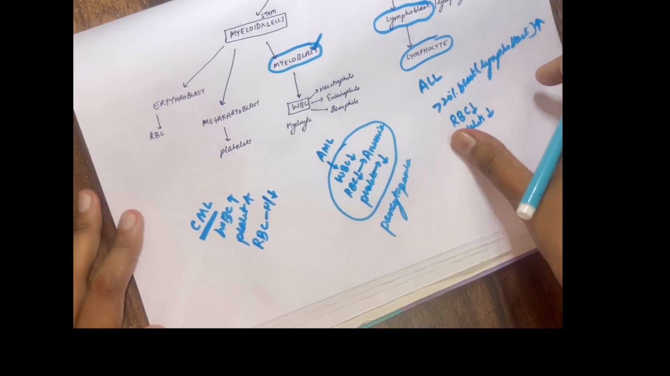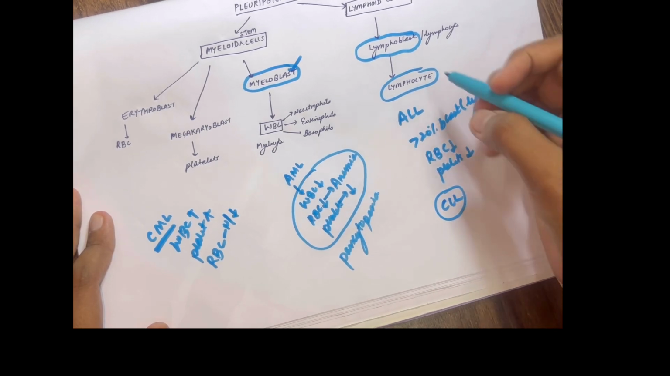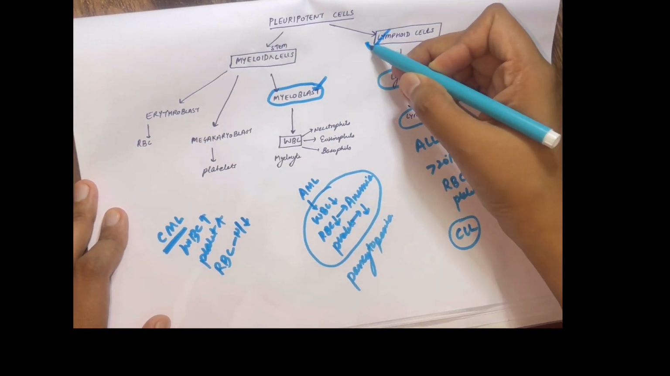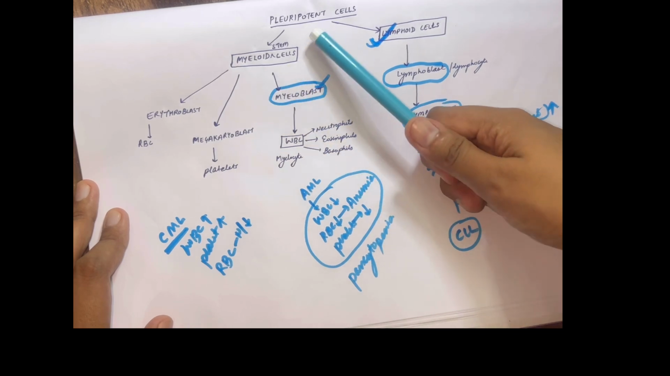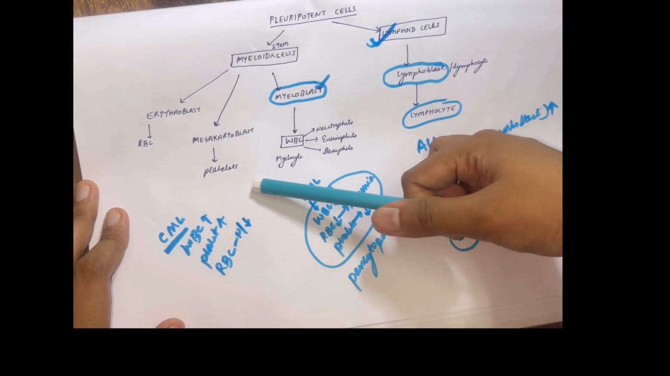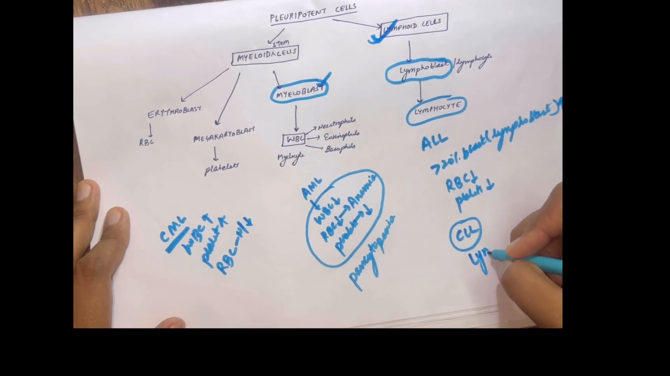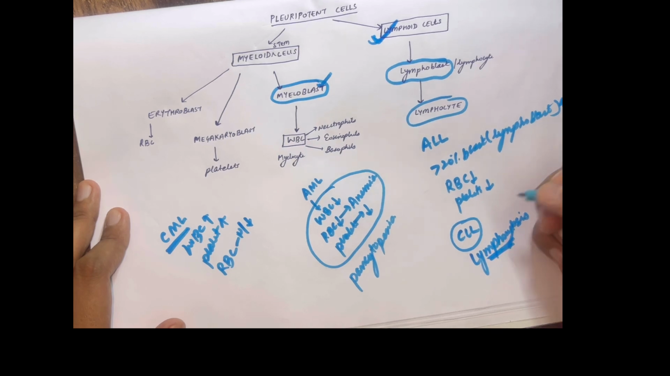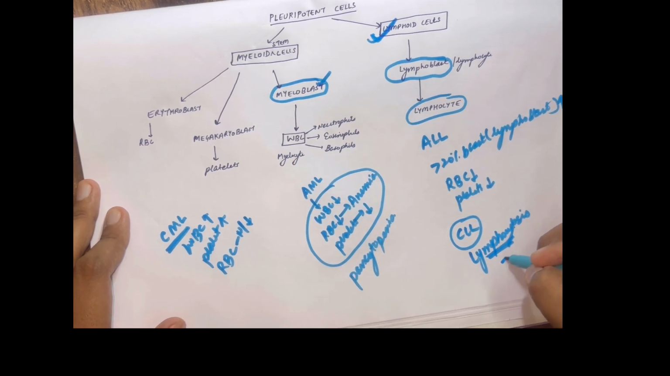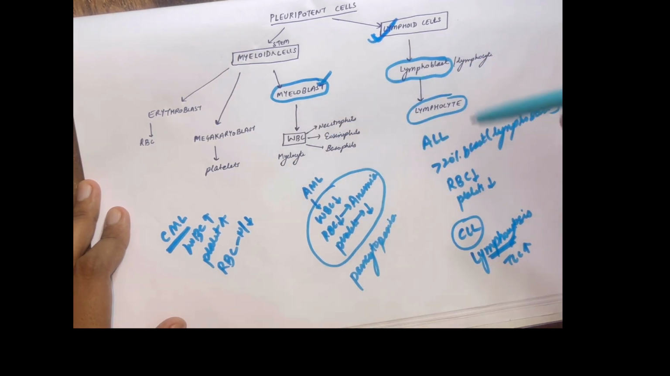If it is the case of CLL, that means lymphoid cells are too much. If lymphoid cells are too much in my bone marrow, what will happen? There won't be any problem with myeloid cells and all. Platelets will be normal, RBC will be fine. That will lead to lymphocytosis, that means too many lymphocytes are there. So TLC will be increased. I hope you got the difference between each of these.